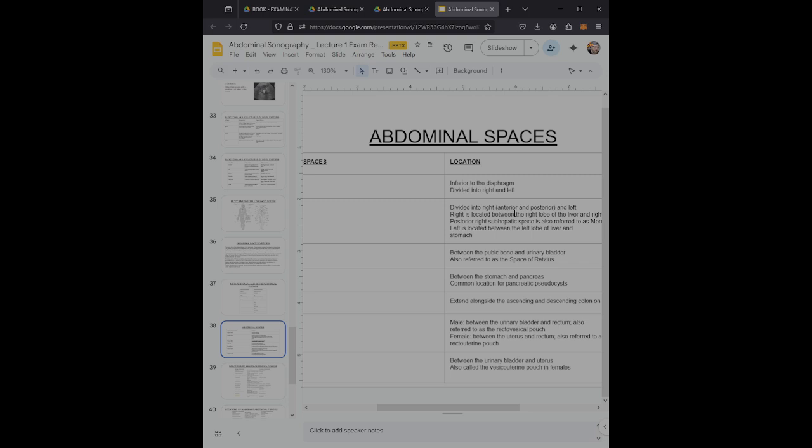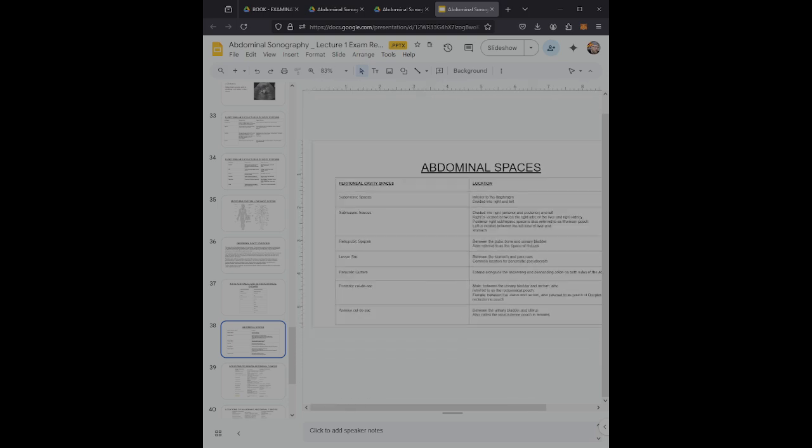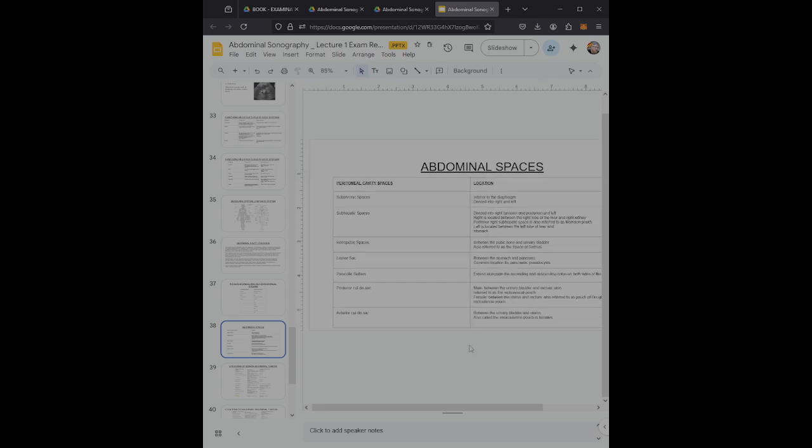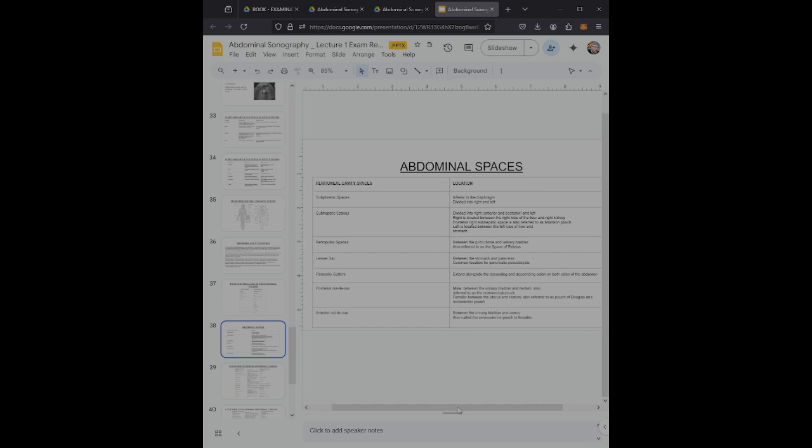I have also detailed some abdominal spaces. They're not very many, and it is good to understand that these are potential spaces. They're not going to be seen completely on a normal, healthy abdominal scan. So the subphrenic spaces, these are spaces that are inferior to the diaphragm, and we have the right and left subphrenic spaces. Next we have subhepatic spaces.